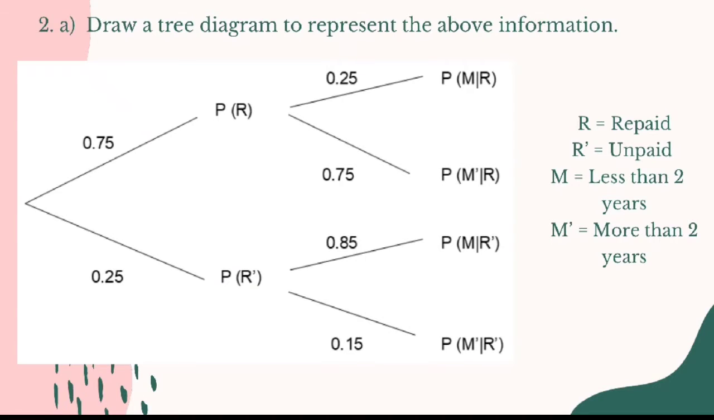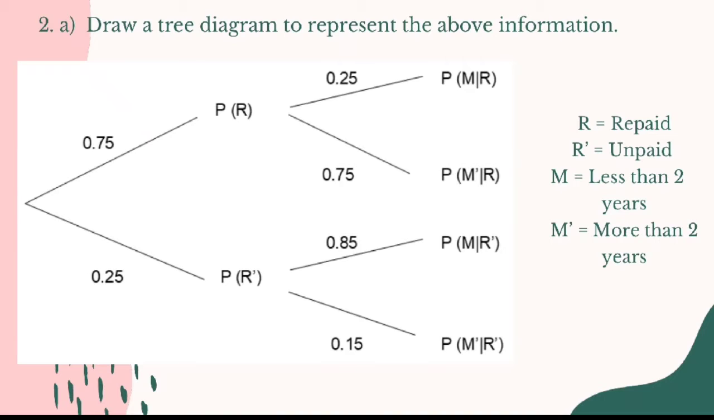For question 2a, we need to draw a tree diagram. The first branch is labeled PR with a probability of 0.75, and the second branch is labeled PR prime with a probability of 0.25. The R in PR indicates that the loan has been repaid, and R prime is an unpaid loan. We then extend the first branch, PR, into 2 more branches, PMR and PM prime R, with probabilities of 0.25 and 0.75 respectively.